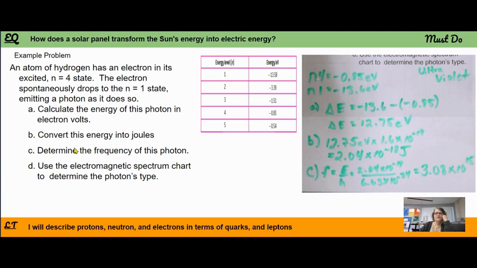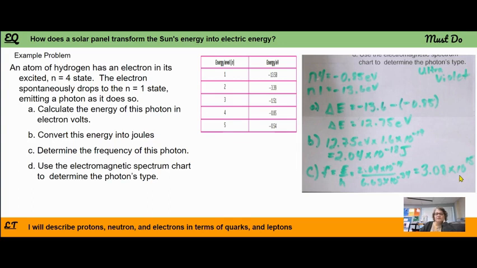Okay, convert the energy into joules. In this case, we're going to multiply by the 1.6 times 10 to the negative 19 to get the joules. So we end up with 2.04 times 10 to the negative 18 joules. And then part c asks us to determine the frequency of this photon. The frequency is the energy divided by Planck's constant. So we end up with 3 times 10 to the 15th, and that would be per second.